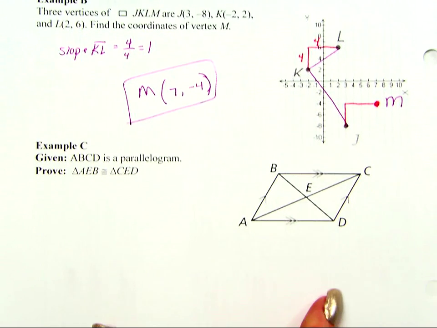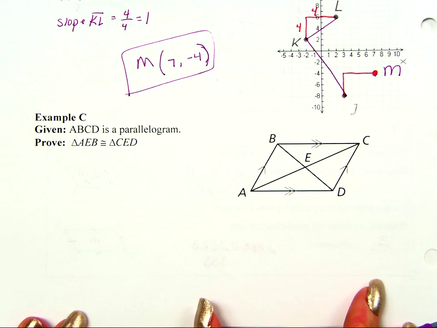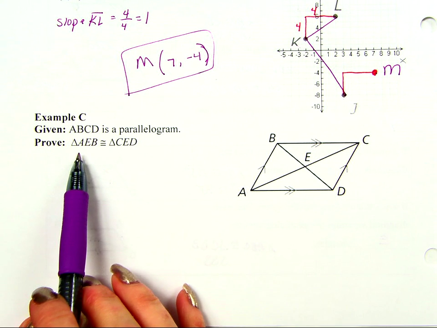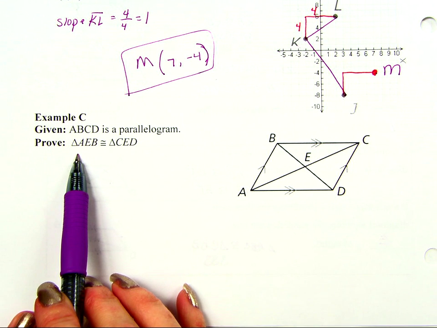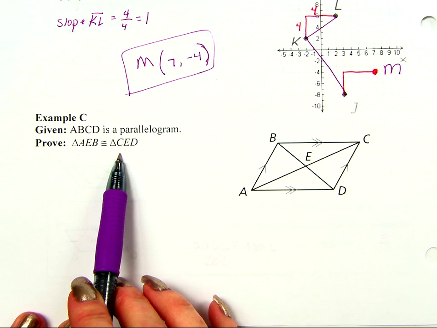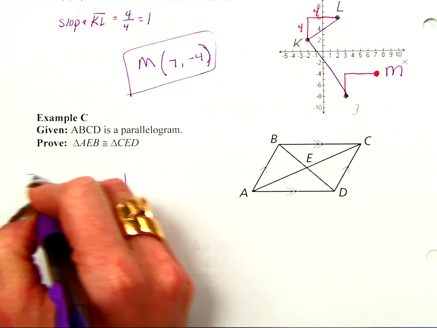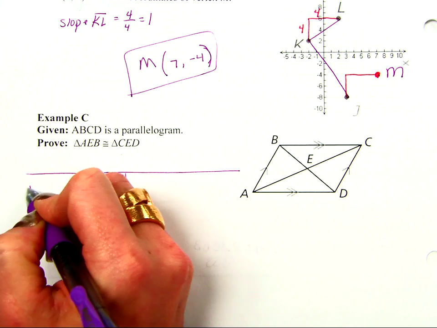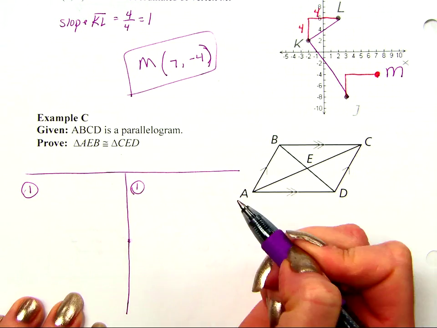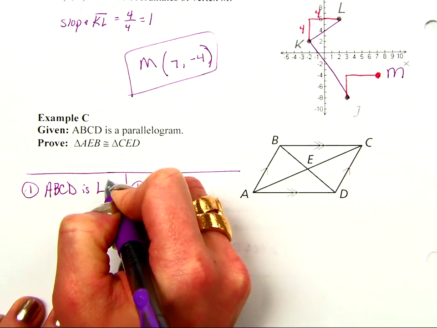Finally, example C. They're going to ask us to do a little bit of proving on this one. It tells me that ABCD is a parallelogram. They're wanting me to prove that triangle AEB is congruent to triangle CED. How do we go about doing this? Well, we're going to set it up like we did in previous chapters, and we're going to use our 2-column format. I'm going to say that we're given ABCD is a parallelogram.